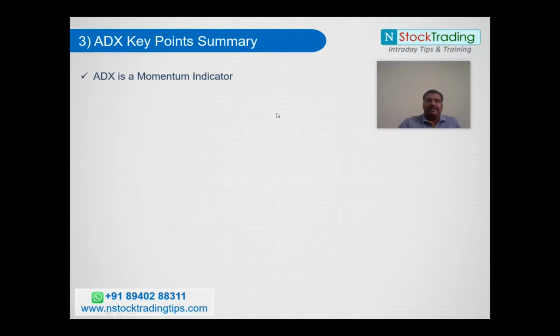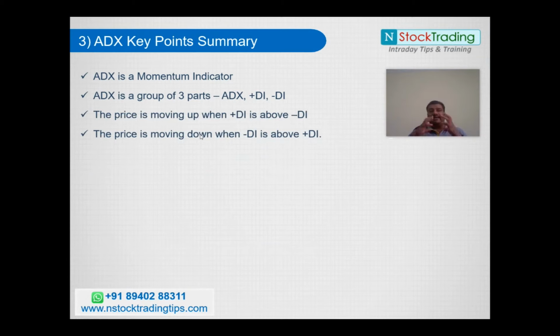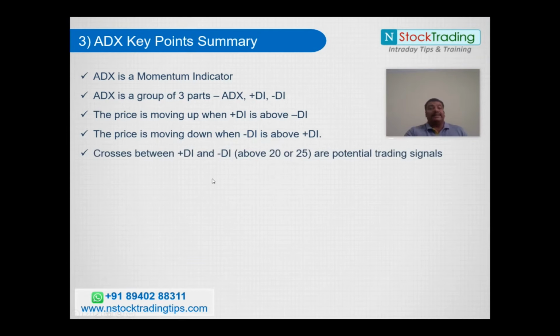All right. See, ADX is basically a momentum indicator. It's a group of 3 different parts: the ADX line itself, and then the plus and minus DI. So, in simple words, when the price is moving up, it is because the plus DI is above the minus DI. Similarly, when the minus DI is above the plus DI, it means the price is moving down. And whenever there are crossovers between the plus and minus DI, it means there are potential trading entry signals.